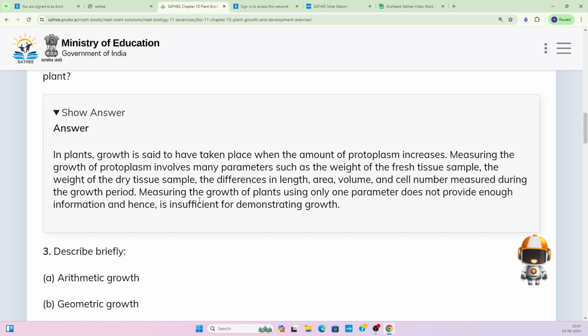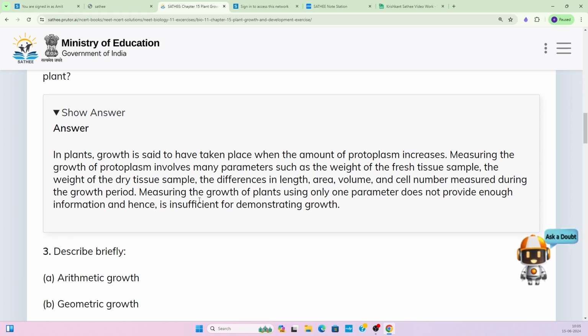The number of cells also increases during the growth period. The volume of the cells increases. The area, the size of the cell, increases and enlarges. The length increases. And you are taking into consideration only the protoplasm increase, right? Only one parameter you are taking.